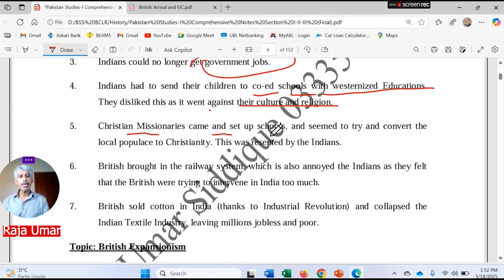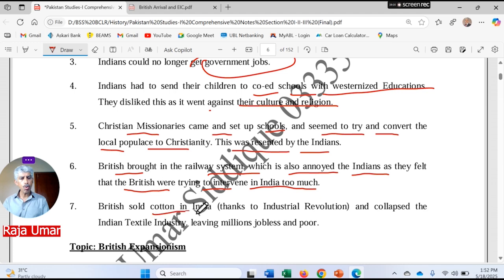Christian missionaries came and set up schools and seemed to try to convert the local populace to Christianity. This was a source of resentment for the Indians, that they were forcefully converted to Christians by the British. The British brought in the railway system, which also annoyed the Indians as they felt that the British were trying to intervene in India too much. The British sold cotton in India thanks to the Industrial Revolution and collapsed the Indian textile industry, the local industry of the subcontinent, leaving millions jobless and poor, as they were bringing cotton cloth from Britain, which was processed in the industry established by the British in Europe.